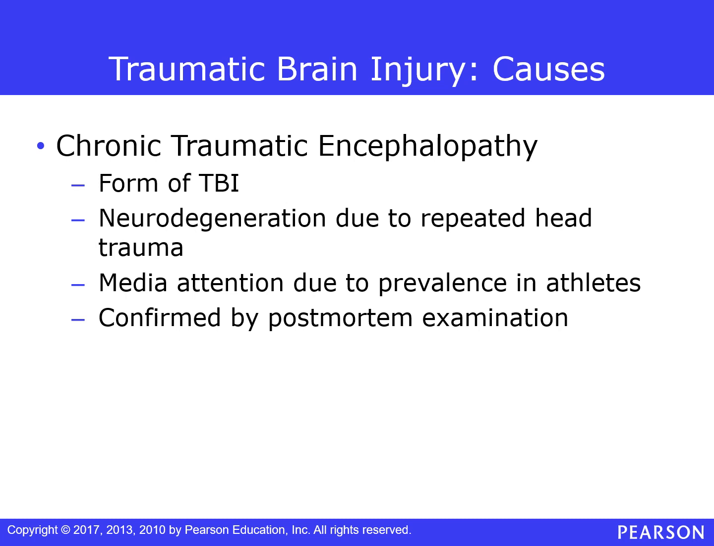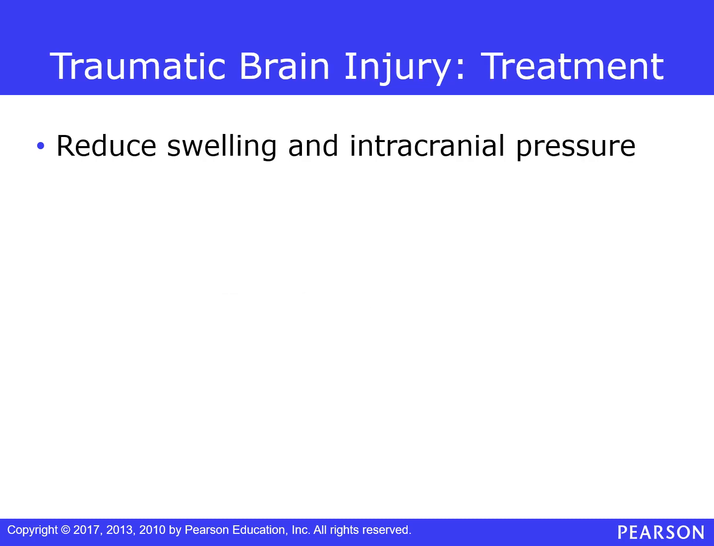The damage that's associated with this kind of chronic form of TBI is usually confirmed post-mortem. So this would be a post-mortem, or after-death, examination of the brain to really look at the damage that the individual suffered. So how can we treat this?